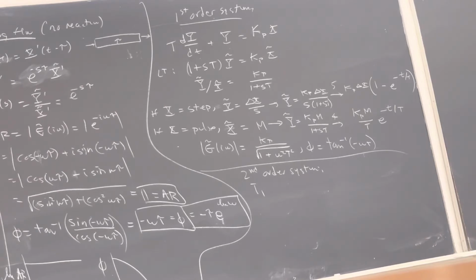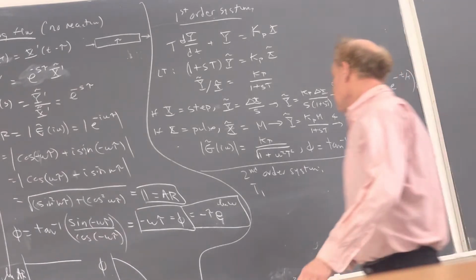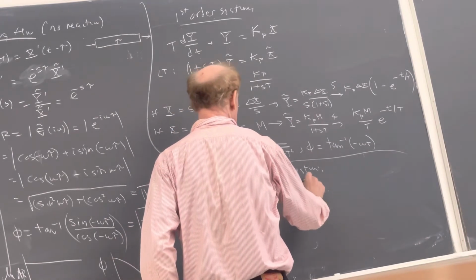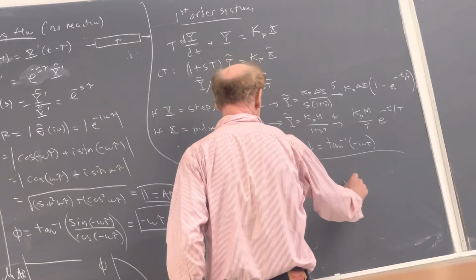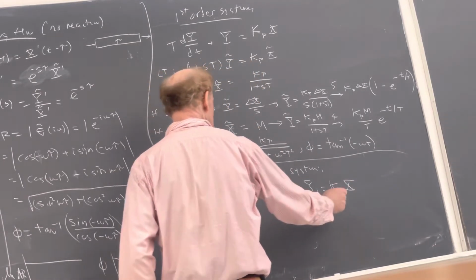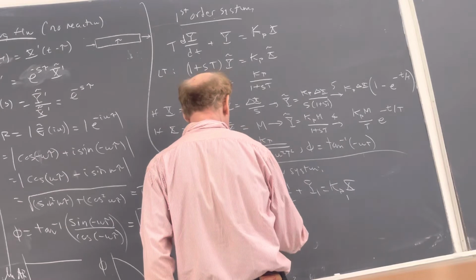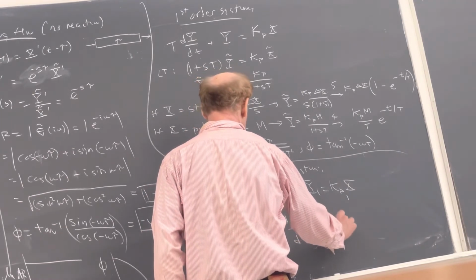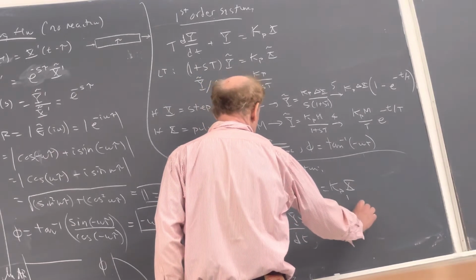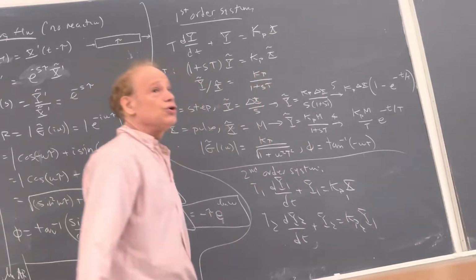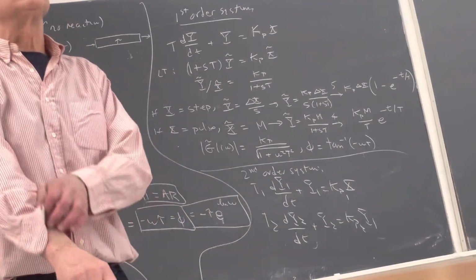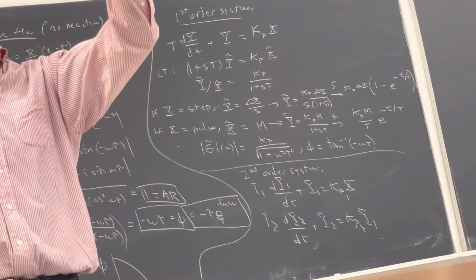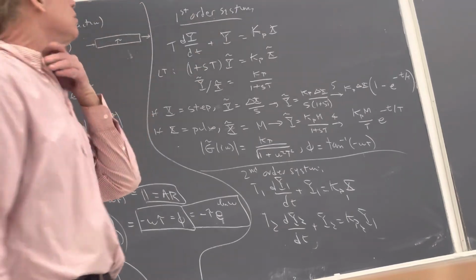Okay, second order system. T1 dy1/dt plus y1 is equal to Kp1 x, and T2 dy2/dt plus y2 is equal to Kp2 y1. So you can think of this as two CSTRs in series. X is the input to the first CSTR, and what comes out of the first CSTR is y1, and that goes into the second CSTR.